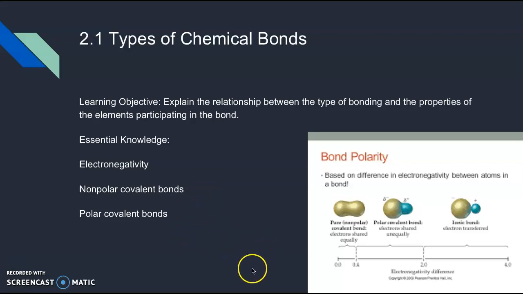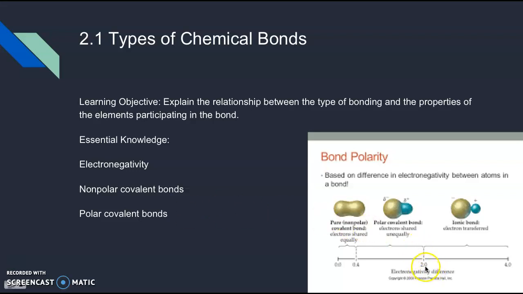If you have a greater difference in electronegativity, usually it's considered 0.4 up to 2. That's called a polar covalent bond, where you have an unequal sharing of electrons, where the greater electronegative atom will have a greater share of the electrons and will have a partial negative charge.